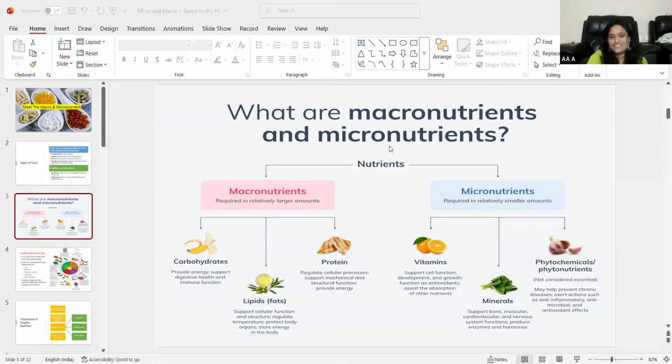Macronutrients are carbohydrates, lipids, and proteins. Micronutrients are vitamins, minerals, and phytochemicals. I will explain about phytochemicals later, tomorrow. The role of carbohydrates is very huge. I will explain separately each and every role, how many grams, from where we are getting it, the importance of carbohydrate, the metabolism of carbohydrate, everything. This is just the first day webinar class, so I have started with the macronutrients. We have many things to learn.